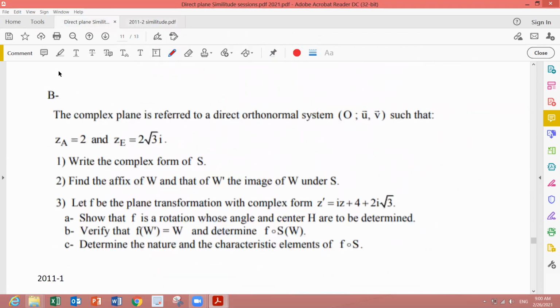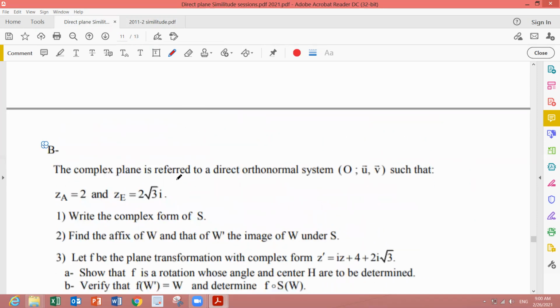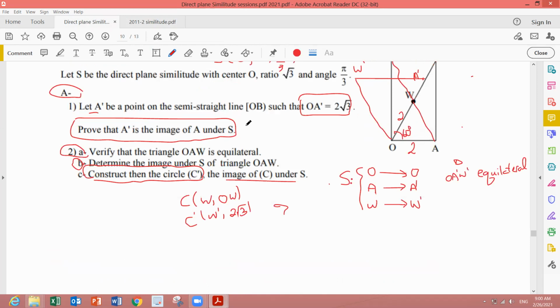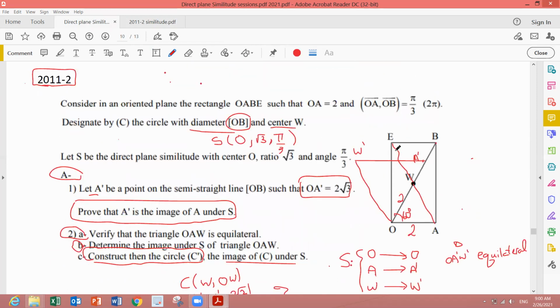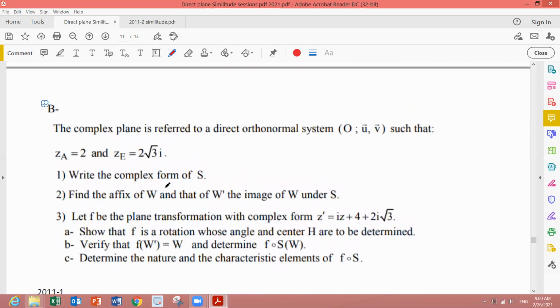Part B. The complex plane is referred to a direct orthonormal system where ZA equals 2 and ZE equals 2 radical 3 i. Write the complex form of S. How does the complex form of S look? This one is easy.